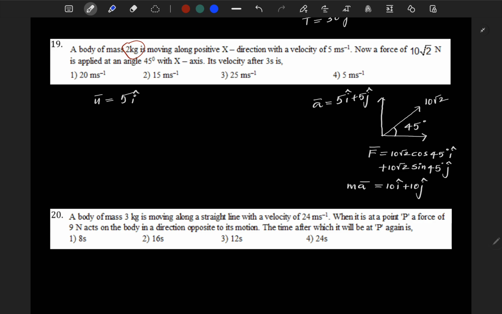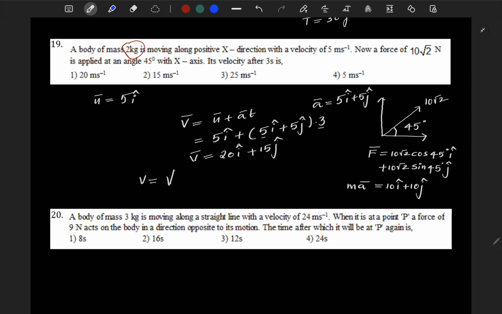Now the velocity after 3 seconds is, V bar is equal to U bar plus A bar into t. U bar is 5 i cap. We can simply use this because acceleration is constant, plus a bar is 5 i cap plus 5 j cap times t, which is 3 seconds. So now you have 5 times 3, which is 15i plus 5i is 20 i cap, plus 5 times 3 is 15 j cap. This is the velocity vector after 3 seconds. But it is not asked in vector form. We will find out the magnitude, which is root over 20 square, which is 400, and 15 square, which is 225. 400 plus 225 is 625, and root 625 is simply 25 meter per second, which is the answer for this question, option 3.